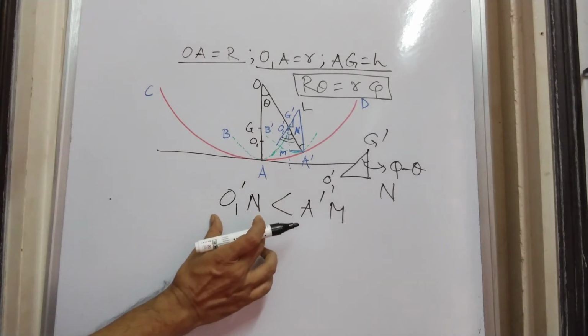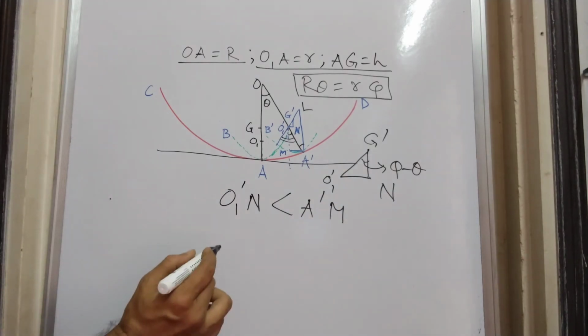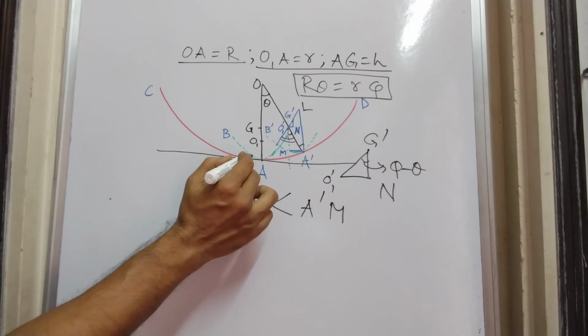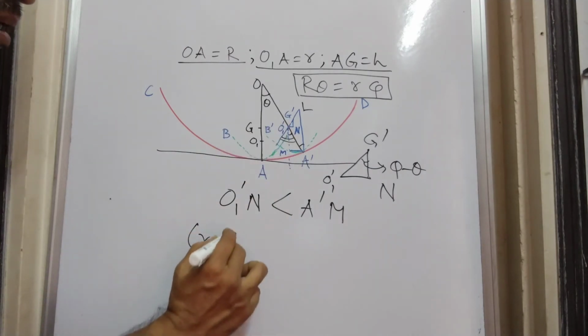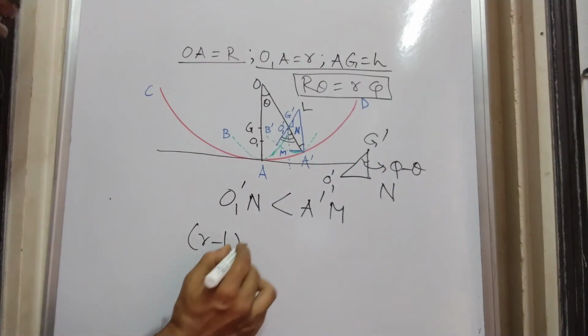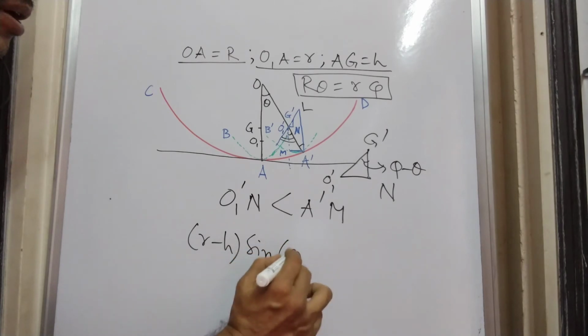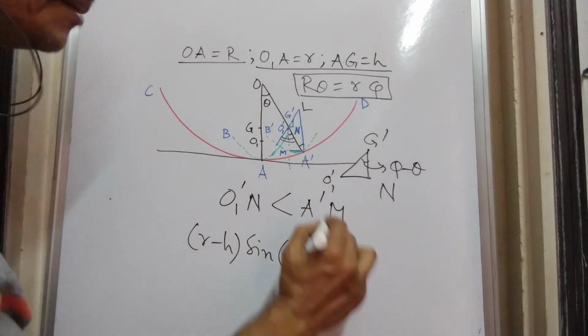So what is the measurement of O1 prime N? Since we know that AG is h and O1A is R, so O1G or O1 prime G prime is R minus h. And since this hypotenuse is R minus h, you can easily see that O1 prime N, which is the perpendicular of this triangle, measures (R minus h) sine of phi minus theta. Isn't it so? Simple. And this must be less than A prime M.